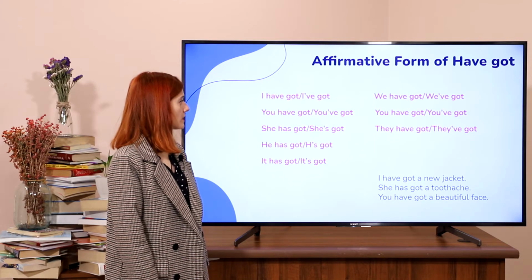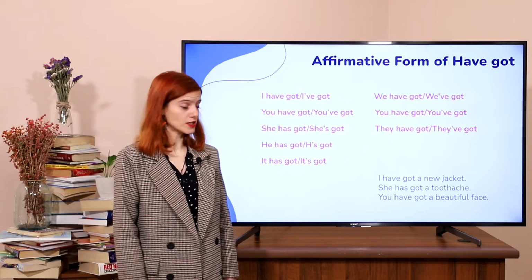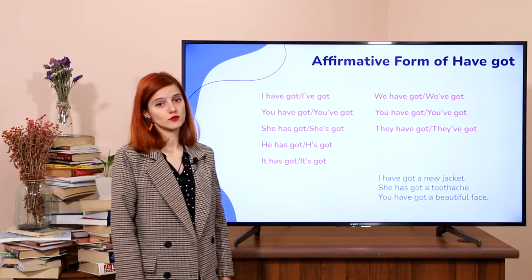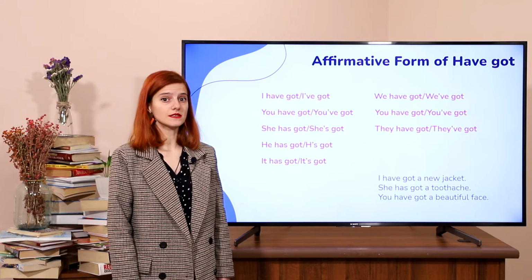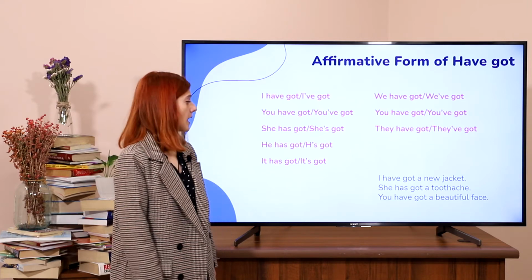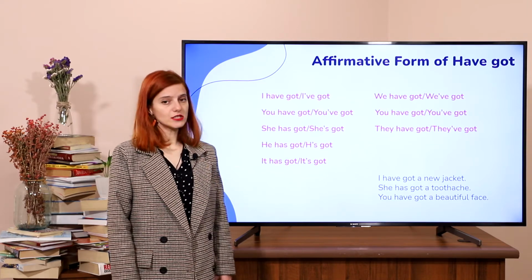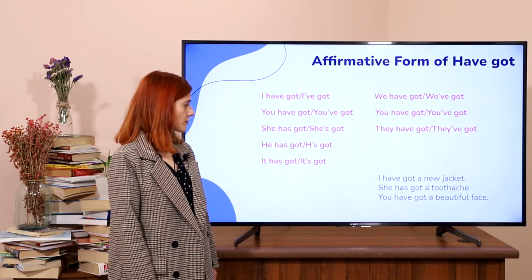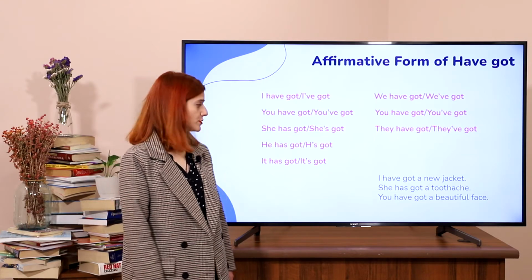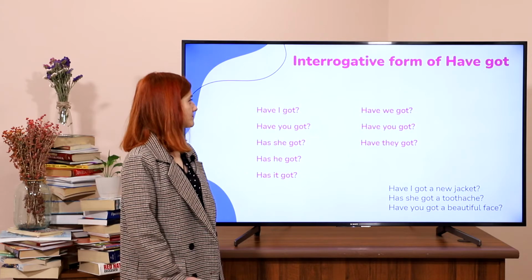Ինչպես տեսնում ենք, have got-ը ունի նաև կարճ տարբերակ, որը դրվում է դերանունից հետո ապաթարցով՝ 've և 's։ I have got a new jacket. She has got a toothache. You have got a beautiful face.